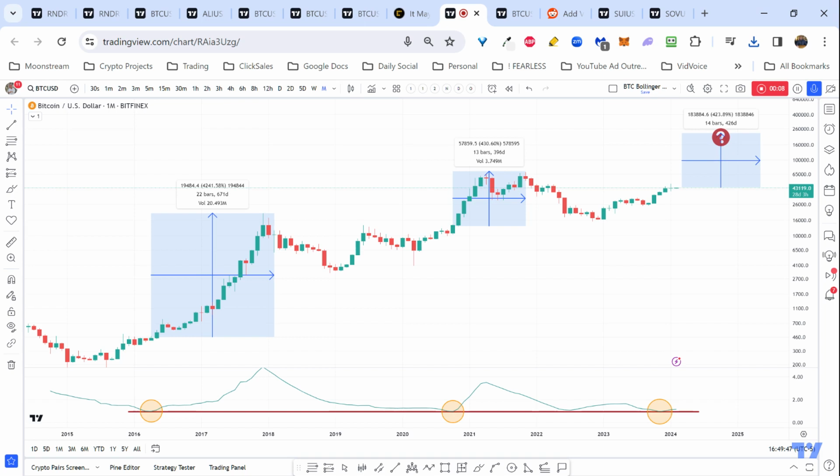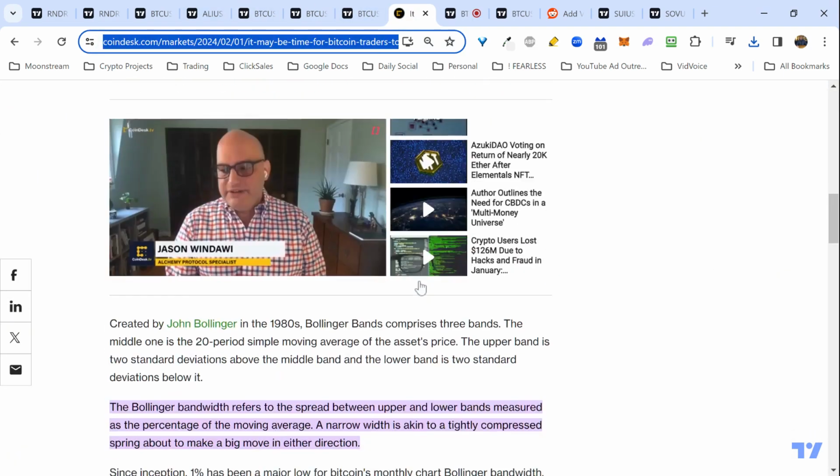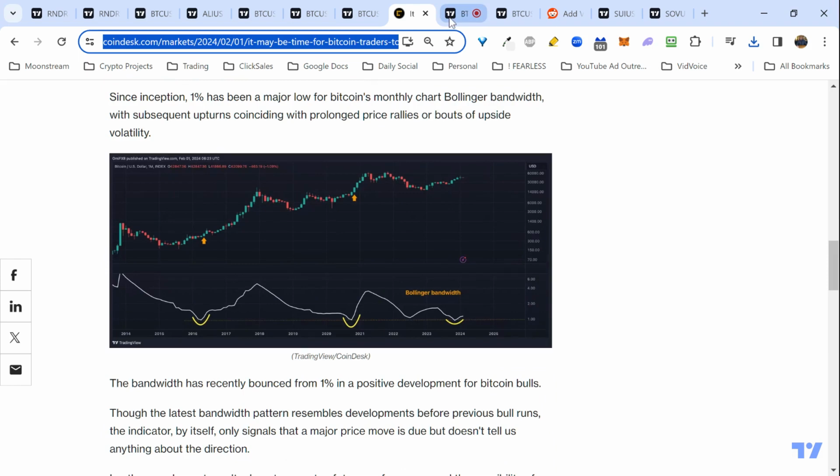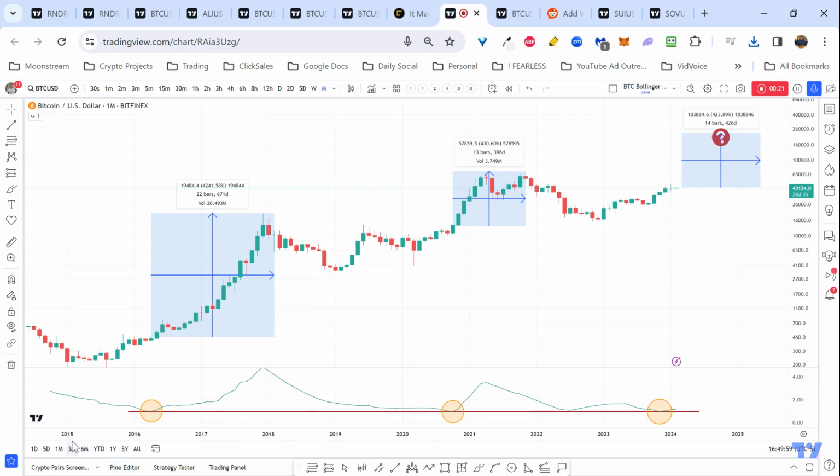But I read about this article today about the Bollinger Bandwidth, which is an indicator that I hadn't followed before. I'm going to show you how I use Bollinger Bands a little differently than most people. But in the article, it talks about the dips on this. And so I recreated this in TradingView with this called Bollinger Bandwidth down below.